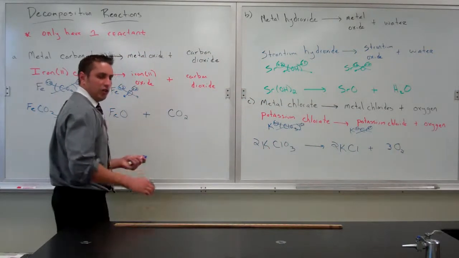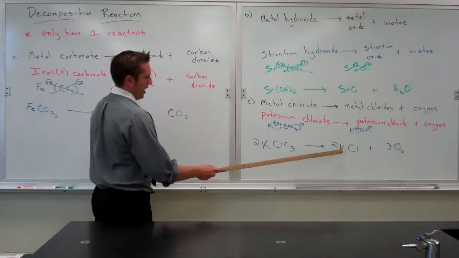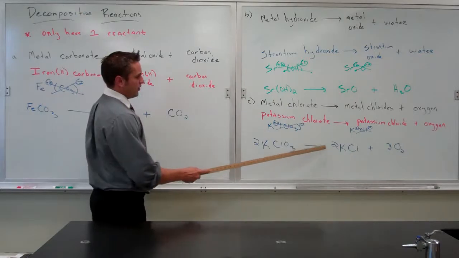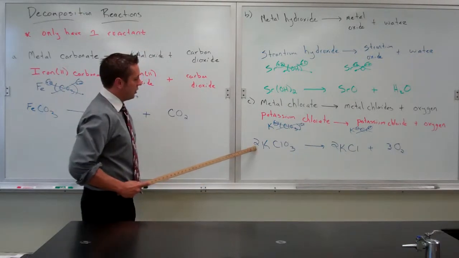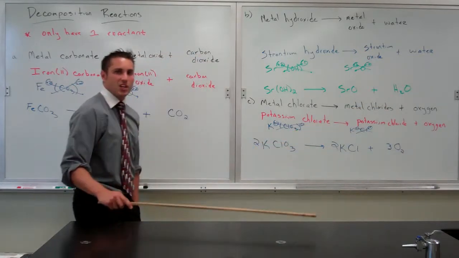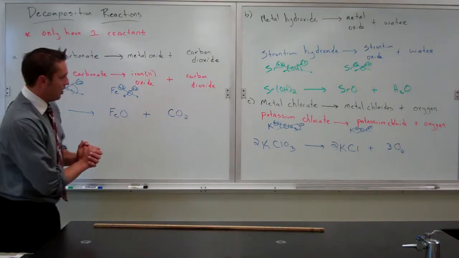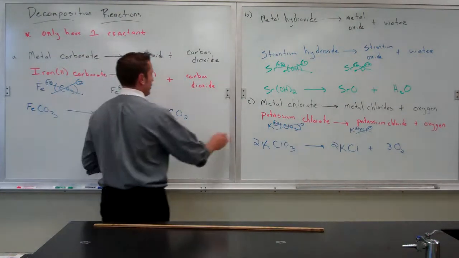I don't like halves in my equation, so to get rid of them, I multiply everything through by 2. So here it's 2 times 1, which would be 2. 2 times 1, which would be 2. 2 times 1.5 is 3. Then if you take a look, you recheck. I have 2 Ks, 2 Ks, 2 Cls, 2 Cls, 2 times 3, 6 O's, 3 times 2, 6 O's. This equation is balanced correctly. So that's the third type of decomposition reaction.